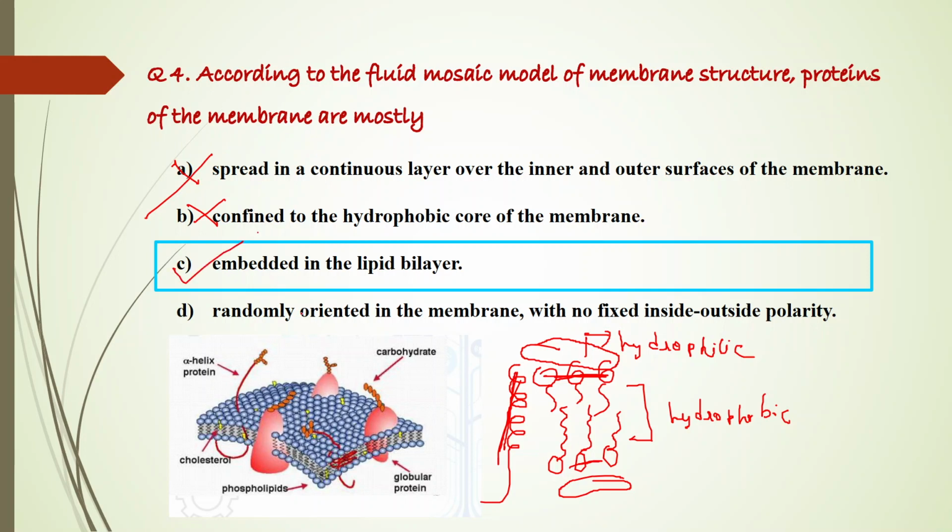And the last one is randomly oriented in the membrane with no fixed inside outside polarity. That is absolutely rubbish, because if it does not have any fixed inside outside polarity, it will never be able to interact with the bilayer itself, because we all know the outer side has to be polar and the inner side has to be non-polar. But if it is randomly oriented, then it will not be able to interact with the bilayer at all. So again, the random orientation part of polarity is absolutely wrong. So the correct option for this was only option C.